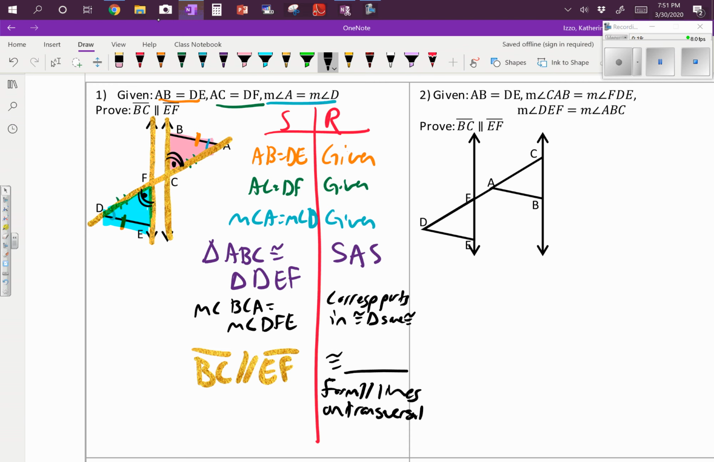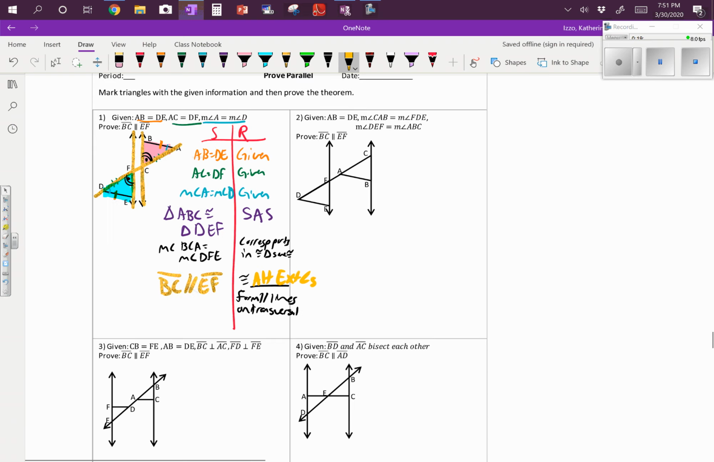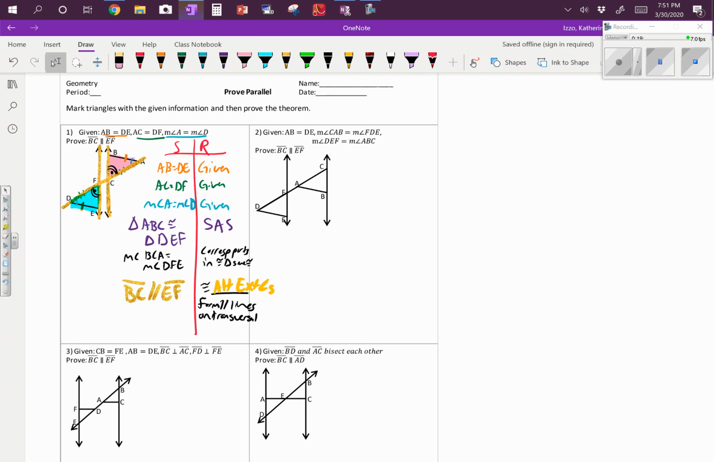And in this case, let's shade inside my parallel lines. Are my triangles inside, both outside, one inside, one outside? What's happening? They're both outside, making them alternate exterior angles. And that is how we do number 1.